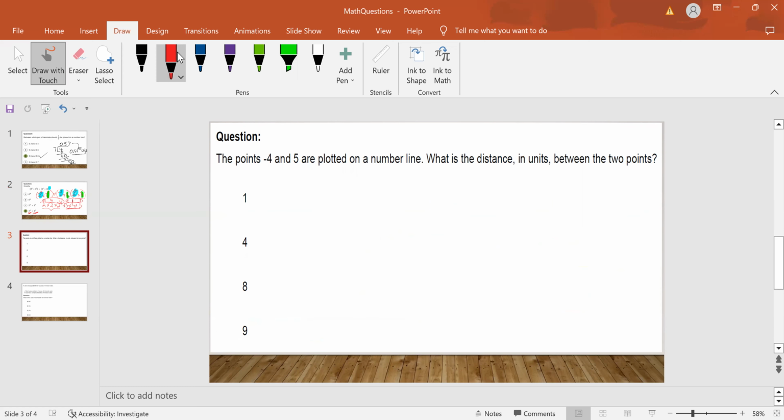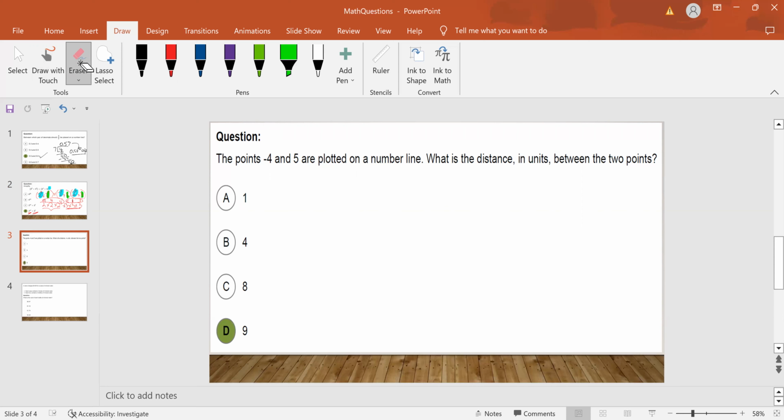You see the point -4 and the 5 are plotted on a number line. What is the distance in units between the 2 points? Okay, again, pause the video, try to solve this question by yourself before you continue. But again, I can tell you that the best choice is the last one.